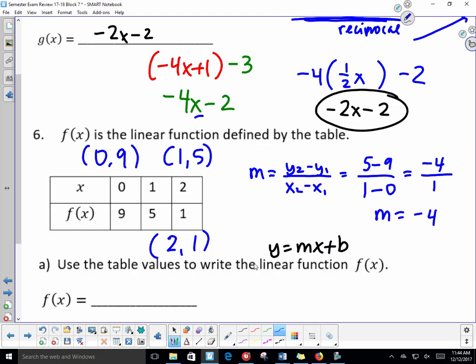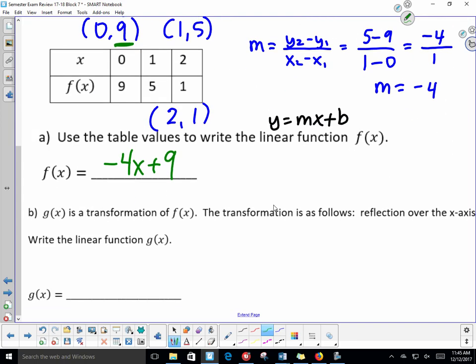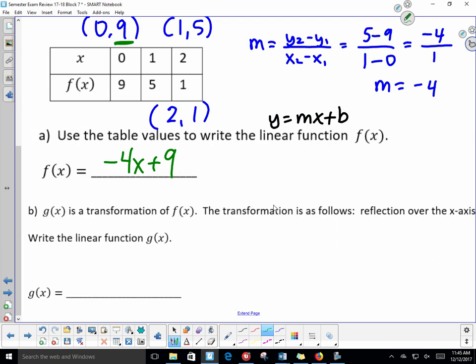So in my equation, we know m. b is actually given to us in this one. Ben, you know which one is b? 9. It's always when x is 0, that value is your y-intercept. So that's b. So my equation will be negative 4x plus 9. Better? Okay.